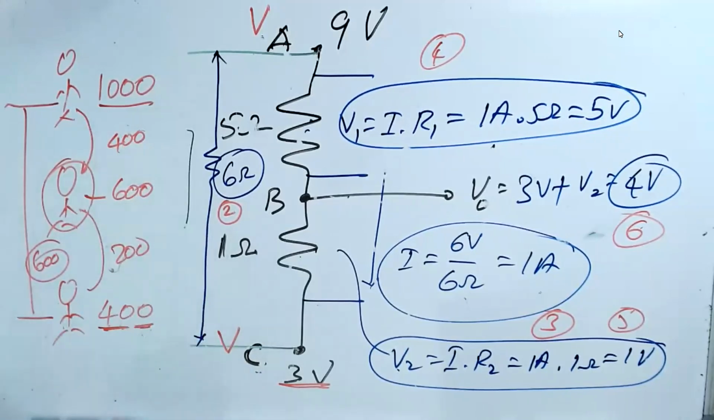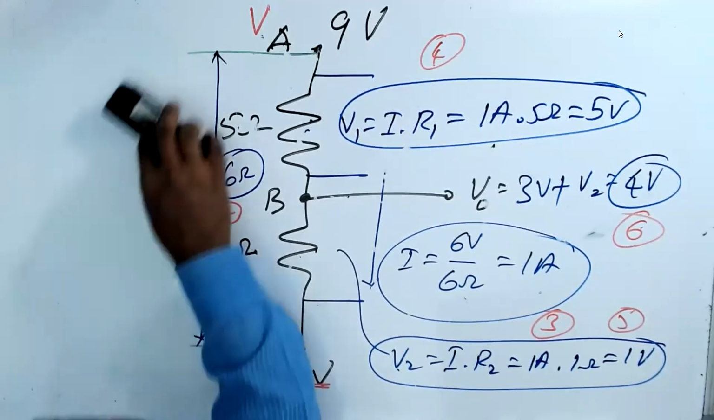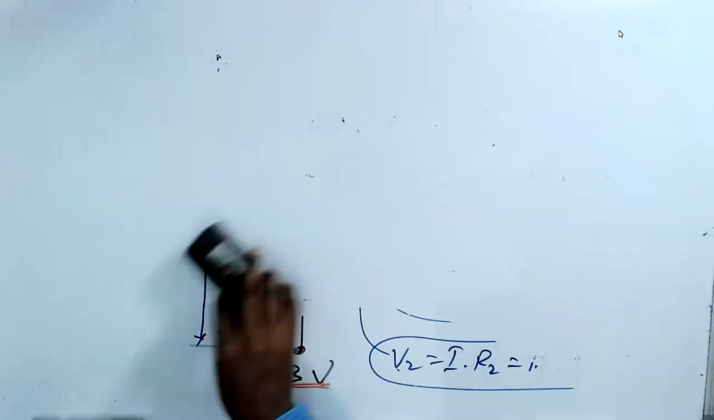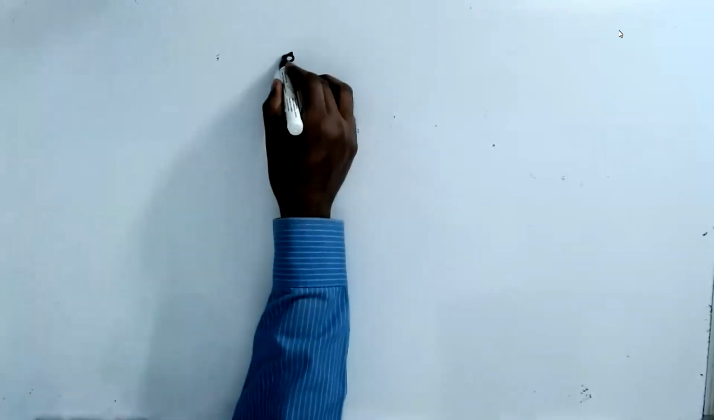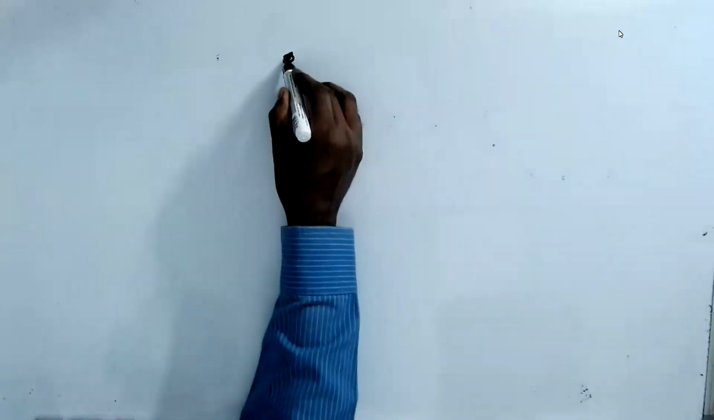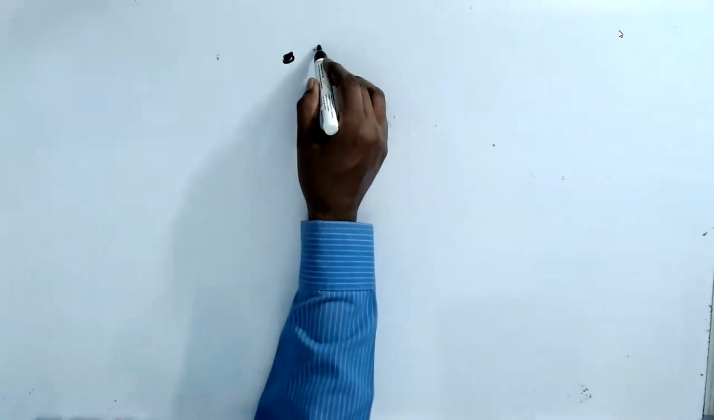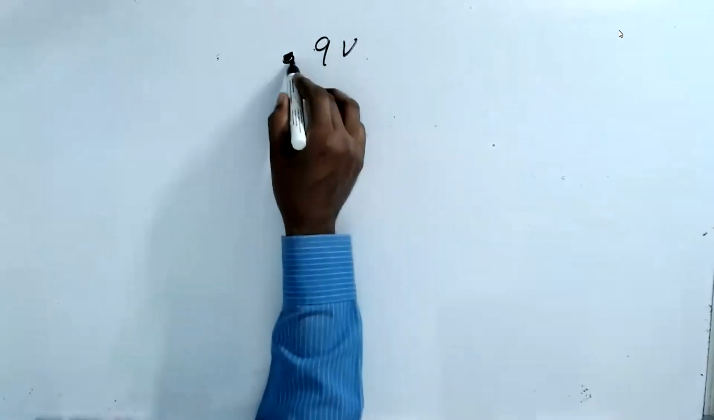Now I'll put you one more problem. Then let's see how you are solving it. Try to solve one more problem, and see how quickly you do it. You are confusing a lot. That is what I'm trying to say. By asking a question, I know that you are confused. This is 9 volt. Same thing.